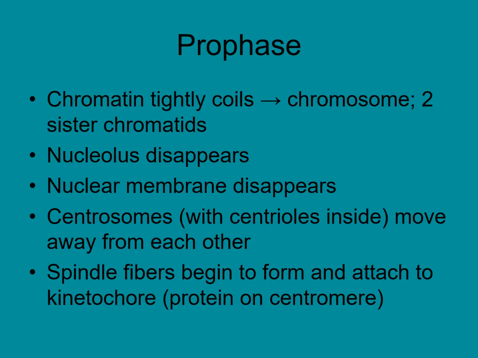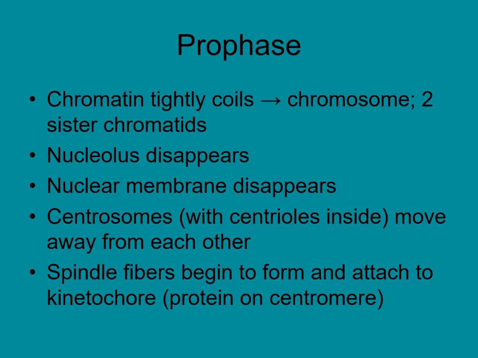So what happens in these stages? Well, prophase. What's going to happen here? The chromatin, remember that's the DNA, was loosely strung out. It's going to very tightly coil up into that chromosome form. And you definitely see the 2 sister chromatids. Why? Because DNA replication has already occurred. The other events that occur are that the nucleolus is going to disappear. Your nuclear membrane is going to disintegrate and disappear. The centrosomes, which contain the centrioles, start to move away from each other.